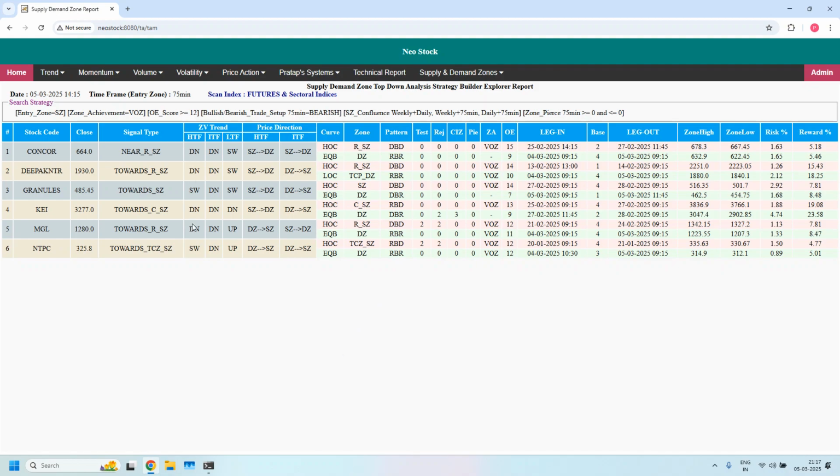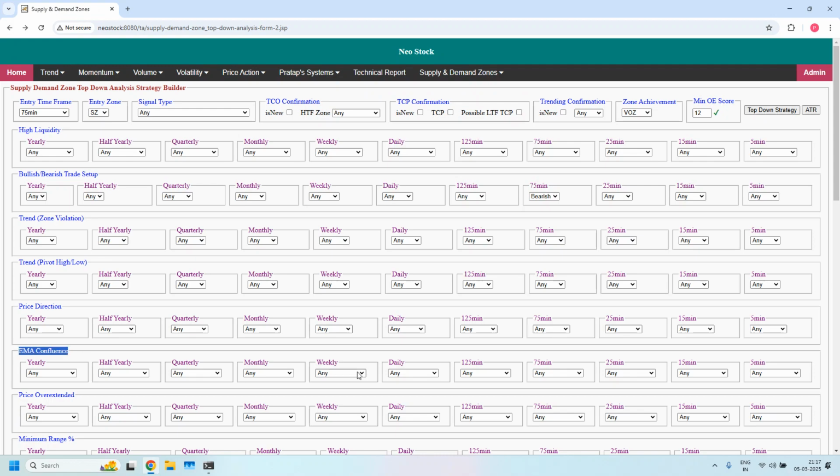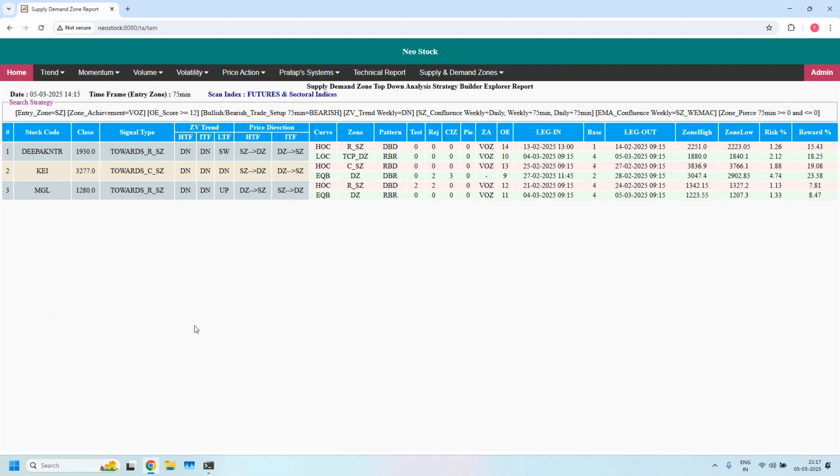So that means these 75 minutes, daily and weekly supply zone confluence in all the three time frames. And trend downtrend we have 4 stocks. Let us check in the 4 stocks if any weekly EMA confluence is available. In the EMA confluence weekly, I am selecting weekly supply zone with weekly EMA confluence. Trend on the weekly should be downtrend, bearish trade setup. We got 3 stocks. These 3 are weekly supply zones having weekly EMA confluence, and daily and 75 are part of the weekly supply zone. These 3 are more high probability trade setup, 75 minutes entry zone, supply zones. Okay, this is bearish trade setup for weekly income trade.